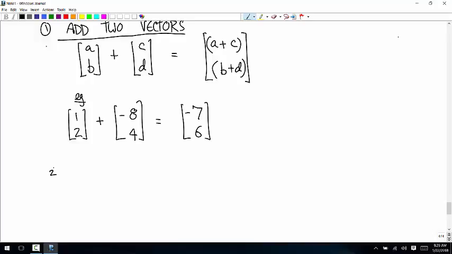The second operation, what would you guess the second operation is? Yes, multiplying a vector by a scalar.